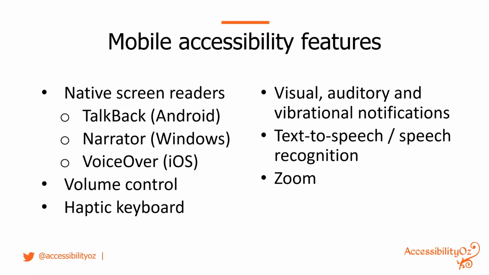And so what we find is things like the pointer size of an actionable item is a AAA requirement, which is actually really important. And mobile is really different to desktop because there are native screen readers such as TalkBack on Android, Narrator for Windows, VoiceOver for iOS, volume control, haptic keyboard, visual, auditory and vibrational notifications, text-to-speech and speech recognition, and Zoom, and there's a whole lot more. And it's very different on desktop. You might have access to 10 different screen readers. On your mobile device, you have access to maybe one, maybe two. And two is really, say, Voice Assistant on Samsung and TalkBack on that Samsung as well.